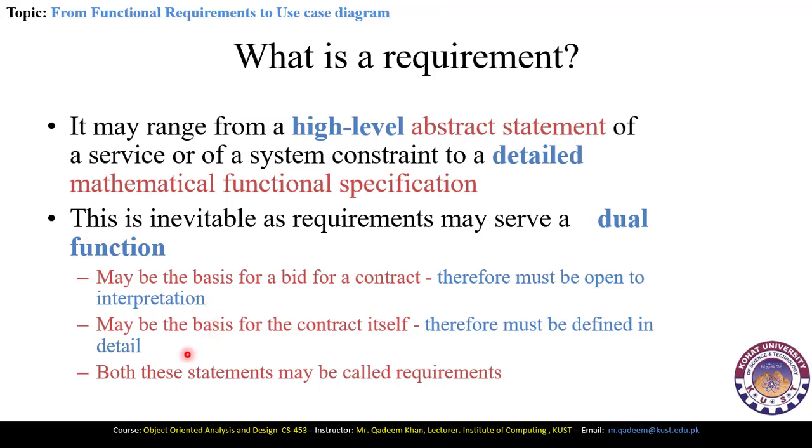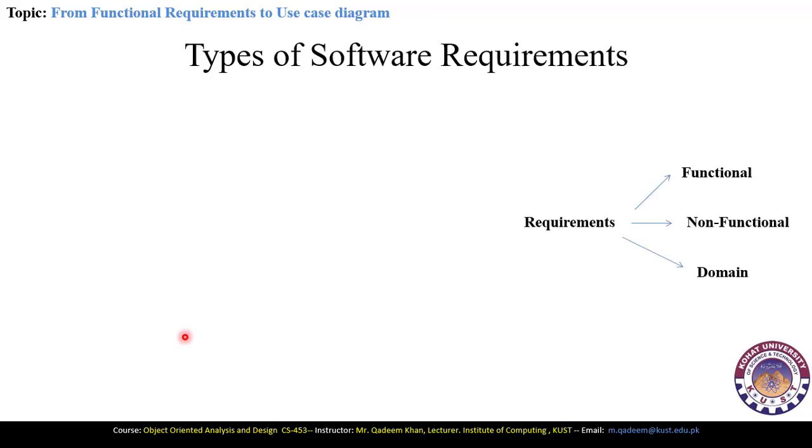And the second one is that the user requirements may act as a basis for the contract itself. This means that all the user requirements also act as a contract for the customer itself. So the user requirements must be defined or explained in certain documents which should be in very much detail. That's why these two above statements are called the requirements of the system.